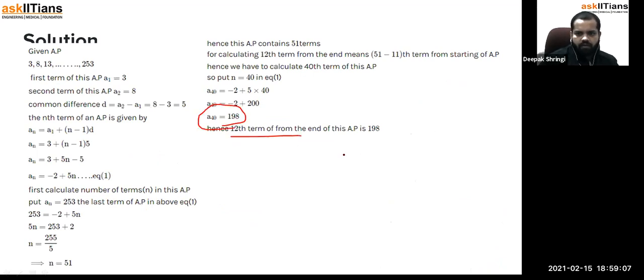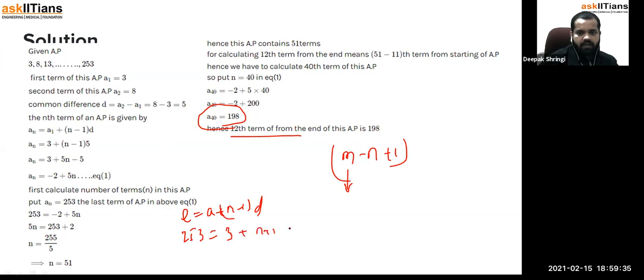But if we have to apply a formula, our formula is m minus n plus 1. What is m? M is your total number of terms. In case of total number of terms, we have to just find out how many terms are there. So l is equal to a plus n minus 1 into d. What is l? L is your last term. So put the value of l, 253. 253 is equal to a, which is 3, plus n minus 1; you don't know the value of n, and d is 5. Just calculate, n is equal to 51.